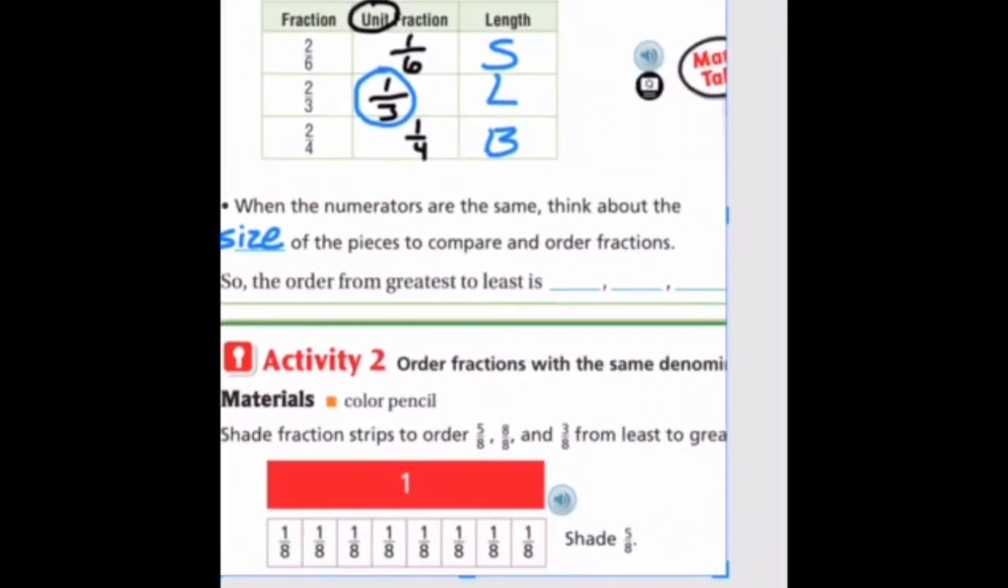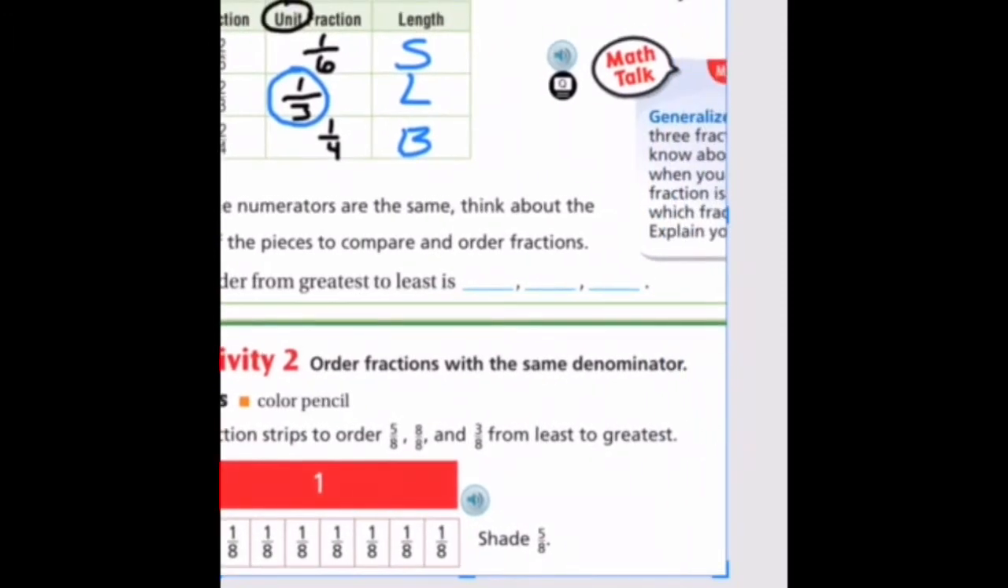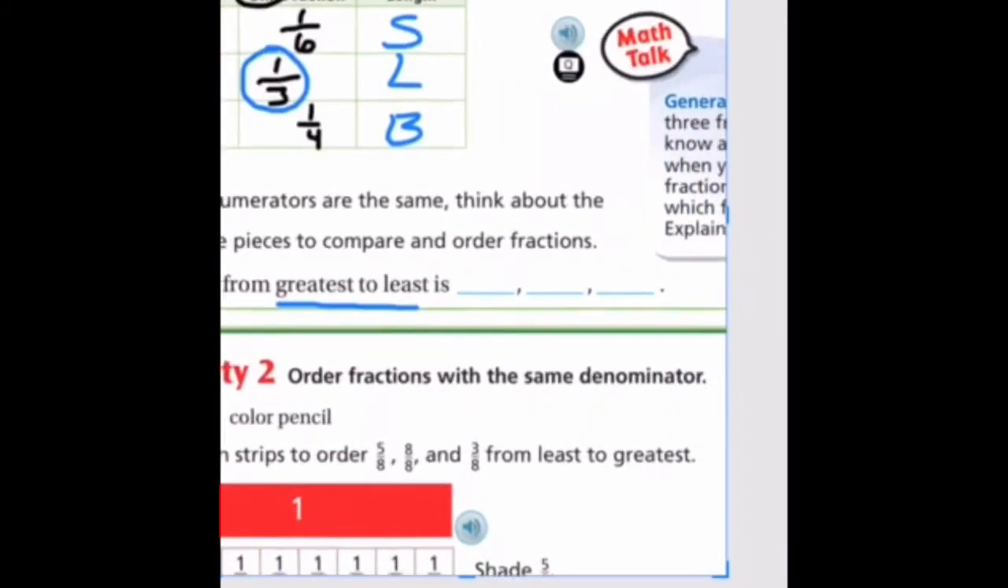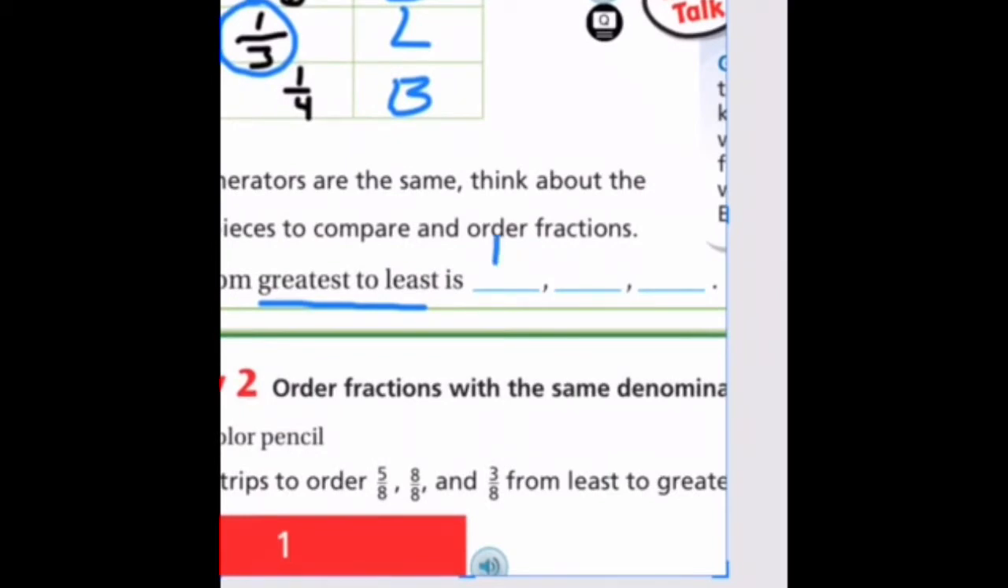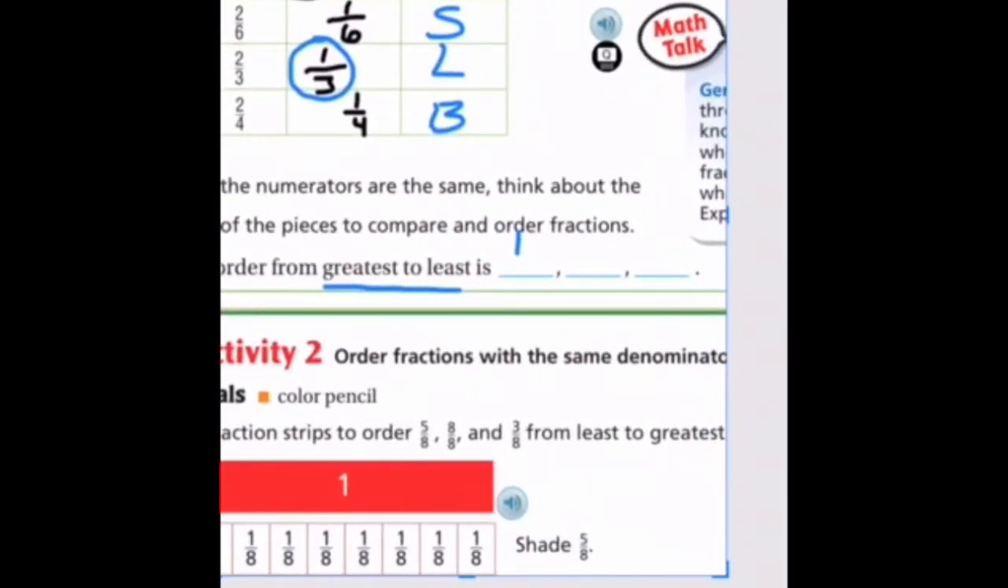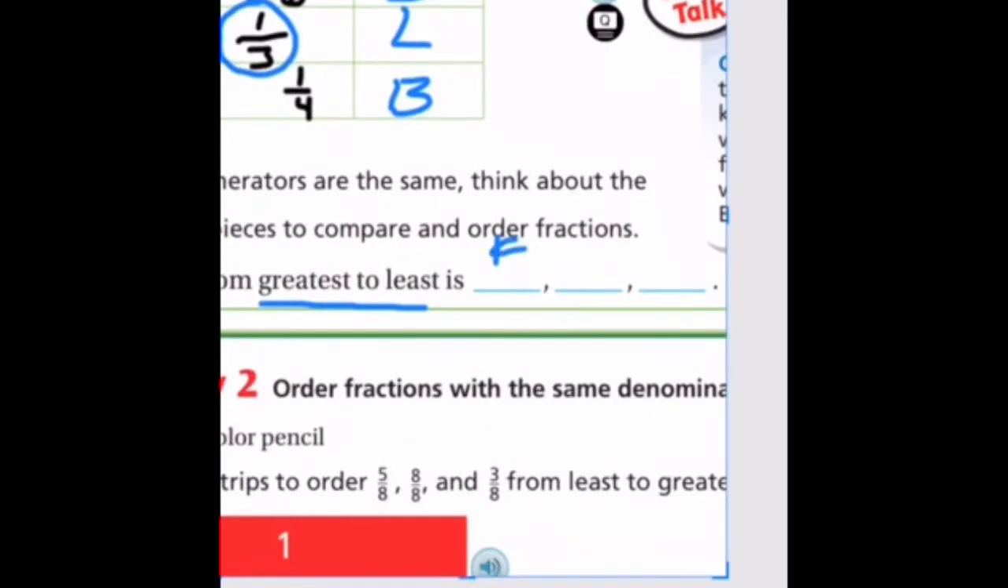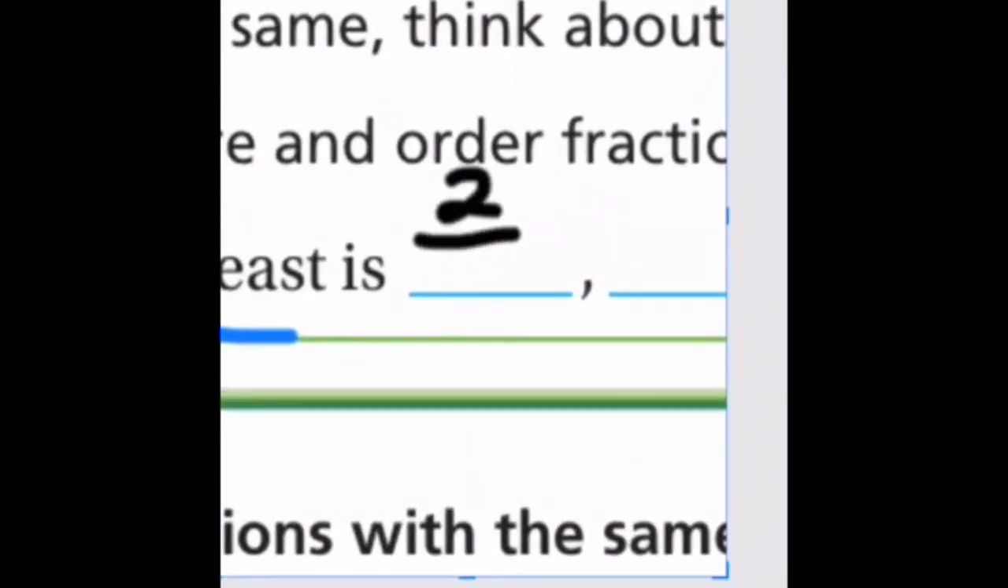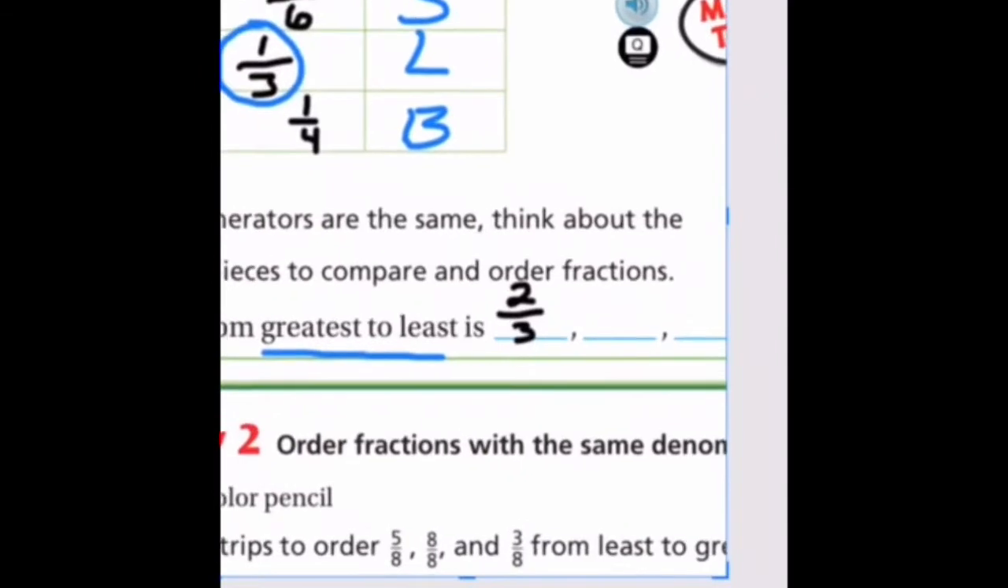Okay, so order from greatest to least. Greatest is 1/3. Whoop, that's not it. 2/3 was our fraction. I was comparing just the unit fraction. But overall, 2/3, I'll get this eventually. 2/3 is the biggest. And then 2/4 was in between, and 2/6 was the smallest.